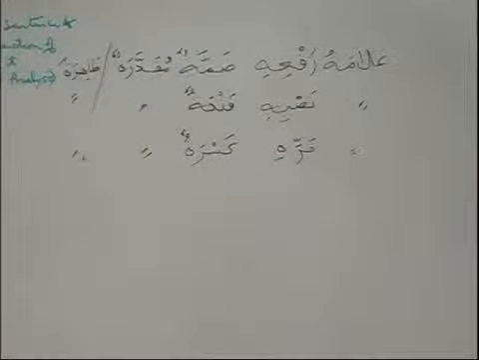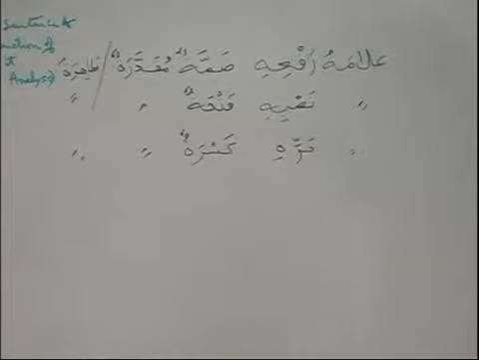If you can just repeat after me, each thing 3 times. Alamatu raf'ihi dammatun muqaddara, or zahira. Next one. Alamatu nasbihi fatahatun muqaddara. Next one. Alamatu jarrihi kasratun muqaddara. One more time. Alamatu jarrihi kasratun muqaddara.